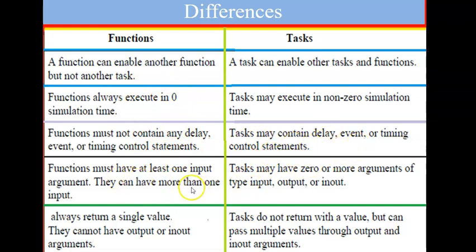Functions must have at least one input, definitely, as you know. So suppose I have a half adder, I should have 3 inputs. So at least one means it can have any number. They can have more than one input, but there will be no output. So tasks may have 0 or more arguments of type input, output, or inout. Ports, it can have ports like input, output, or inout. Function always returns a single value, whereas tasks do not return a value but can pass multiple values through the output and inout arguments, because it is a procedure.